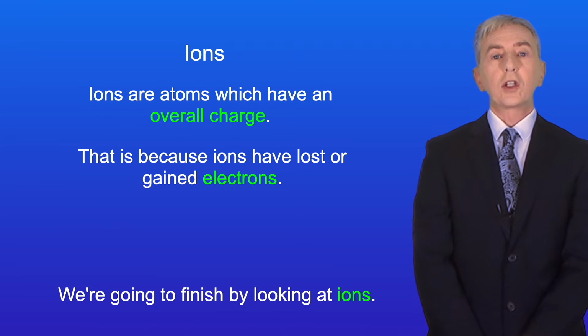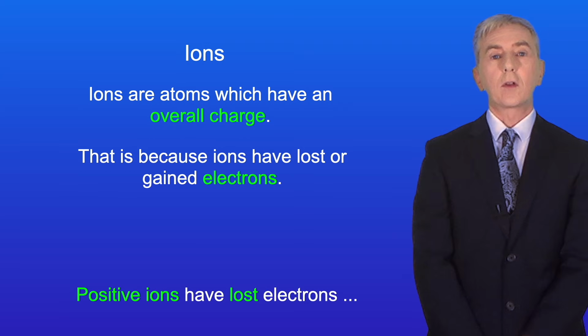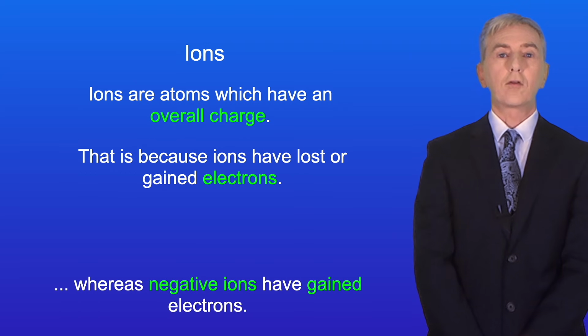We're going to finish by looking at ions. Ions are atoms which have an overall charge. That's because ions have lost or gained electrons. Remember that electrons have a negative charge. Positive ions have lost electrons, whereas negative ions have gained electrons.